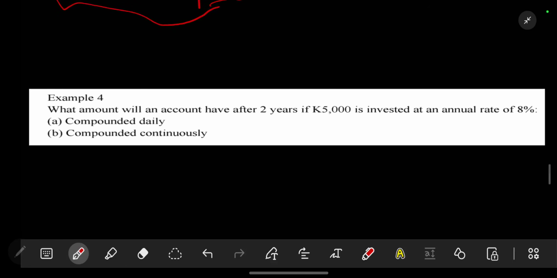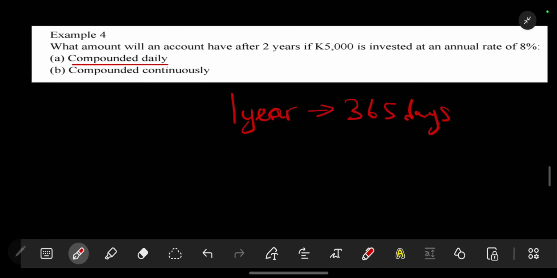So let's answer the question. What amount will an account have after 2 years if 5,000 is invested at an annual rate of 8%, compounded daily? If you are compounding every day in a year, that means you're going to compound about 365 times. So therefore, we are going to get something like this.